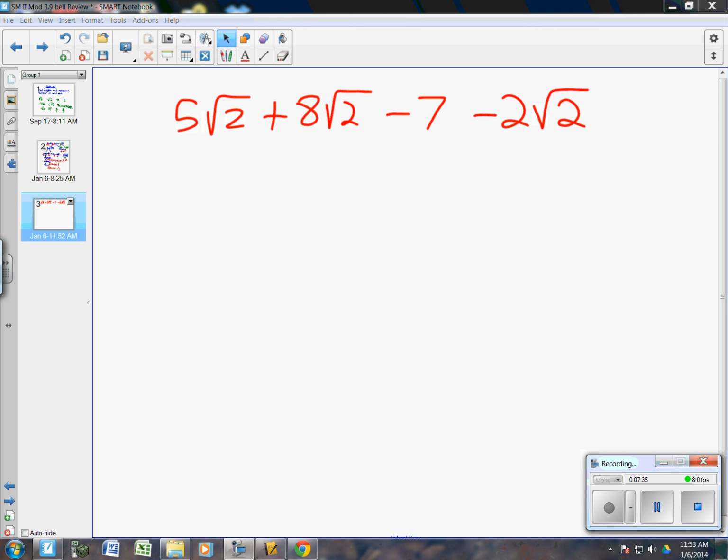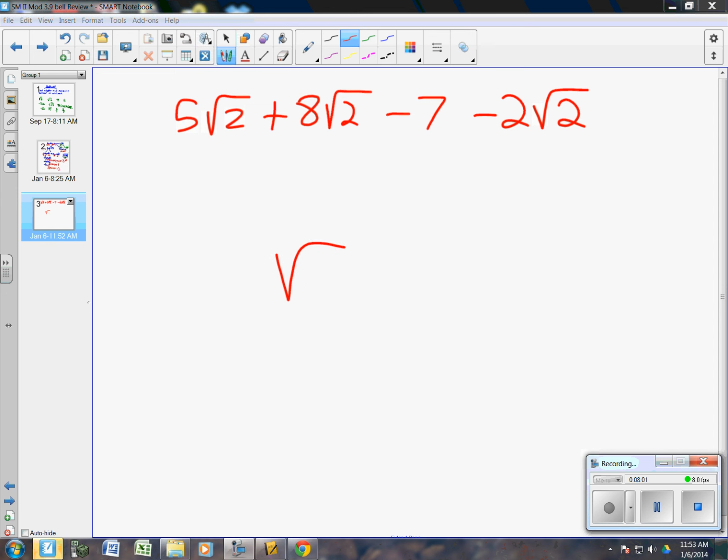Okay, all eyes right here. The next thing we're going to be doing is we're going to simplify radical expressions. The thing you need to know about radical expressions is they're like terms. You can only add them together if the radical is the same radical. In other words, the number inside is the same, the radicand.